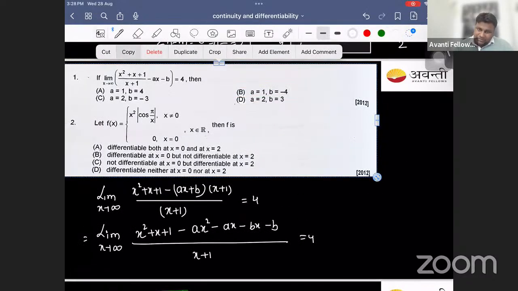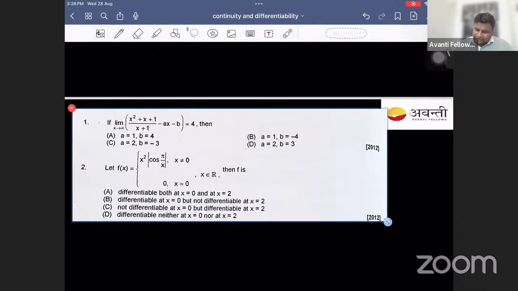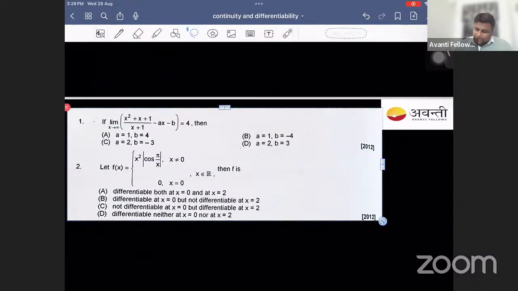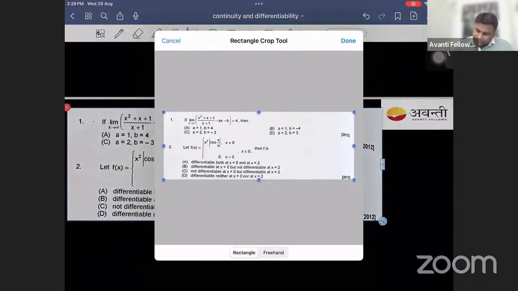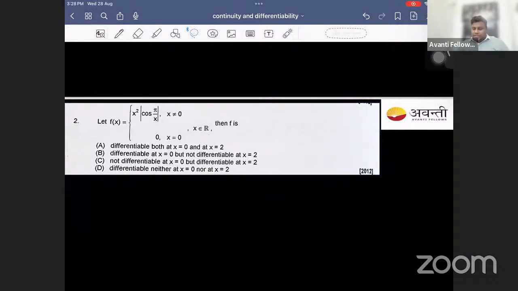Next, here I'll cover a question from differentiability. See, this is the question. f(x) is x square mod of cos pi by x if x is non-zero, and it is 0 if x is 0. Then is f continuous, is f differentiable, is f non-differentiable, or whatever it is. Now see, they are asking for differentiability at 0 and differentiability at 2. These two things are being asked.